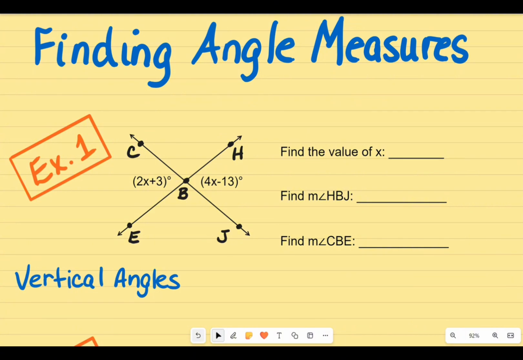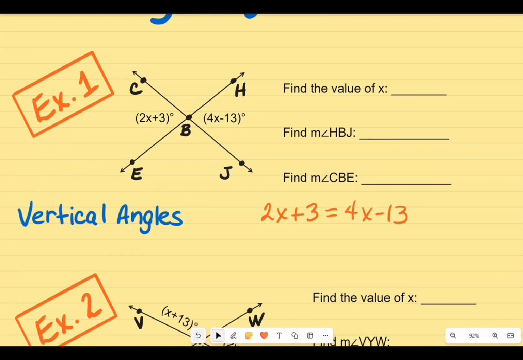And when I'm setting up an algebraic expression, I want to replace the congruent sign with an equal sign. So that would look something like this. 2x plus 3 will equal 4x minus 13. Because again, two intersecting lines that share the same vertex create what's known as vertical angles, and they are congruent. Congruent means equal.